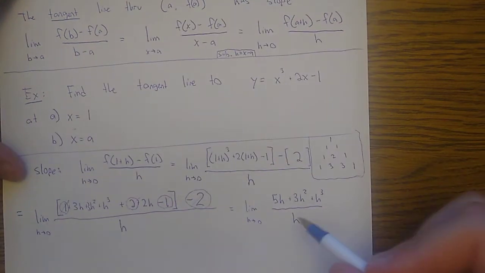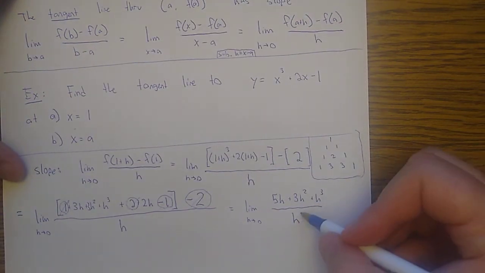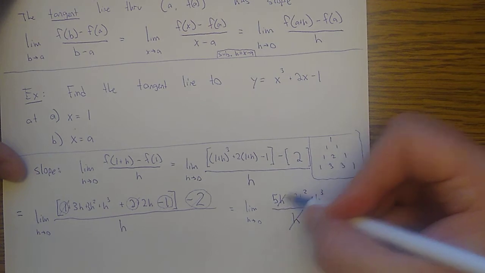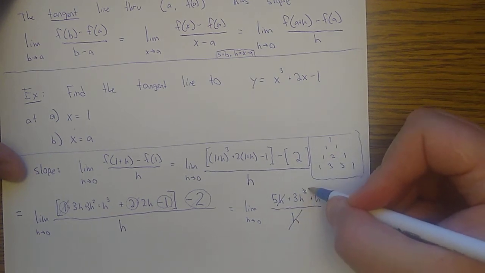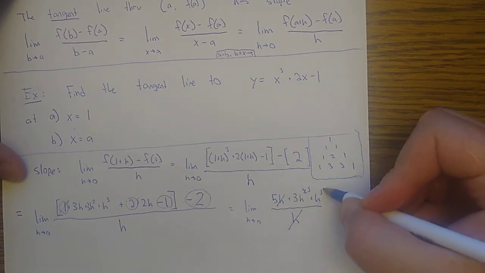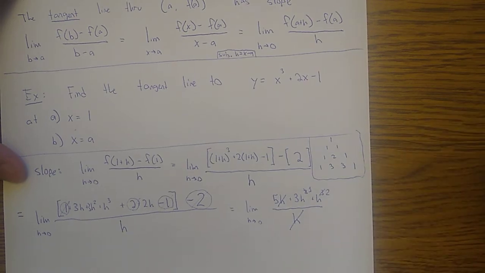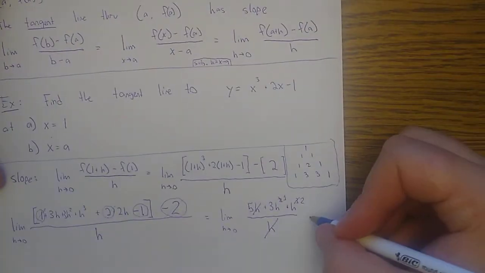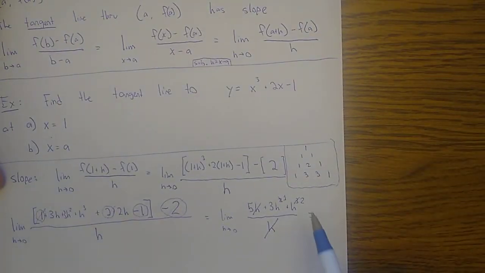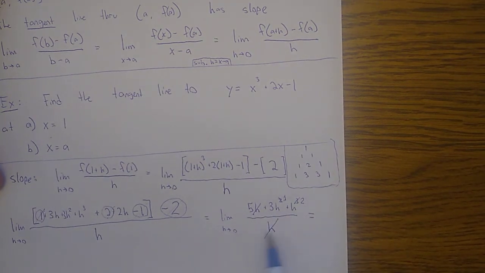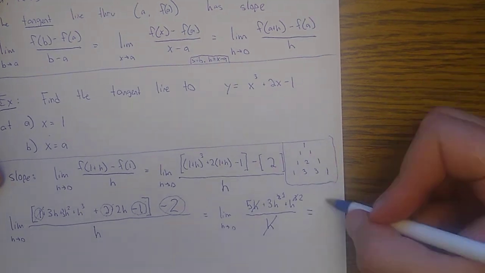And sure enough, I can cancel an h off of everything. So this h is gone. This would now be h to the 1. This would now be h squared. And the limit as h goes to 0 of this would just be 5, because this is just 5 here, and h is going to 0, so 3h goes to 0, and h squared also goes to 0.